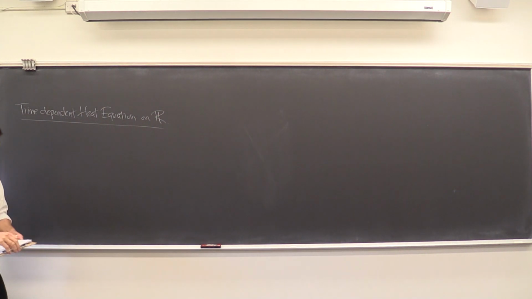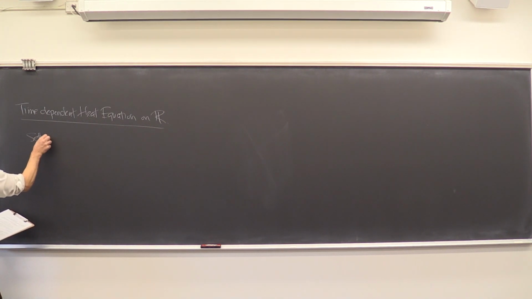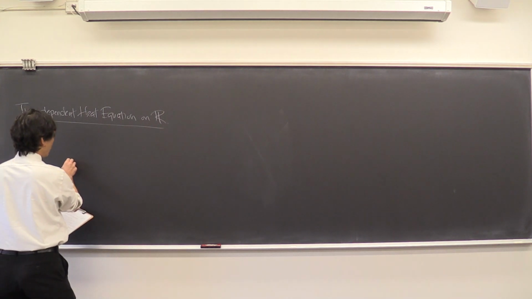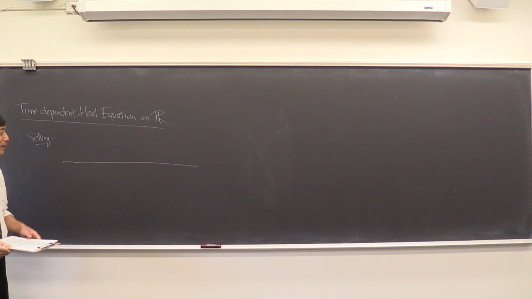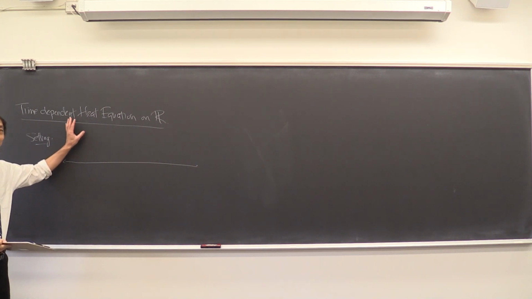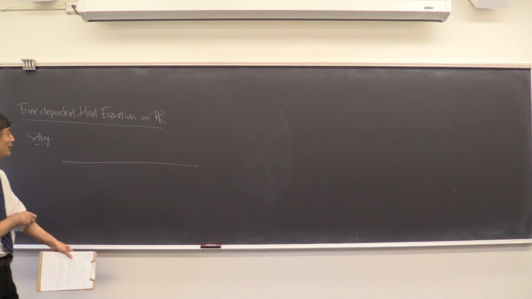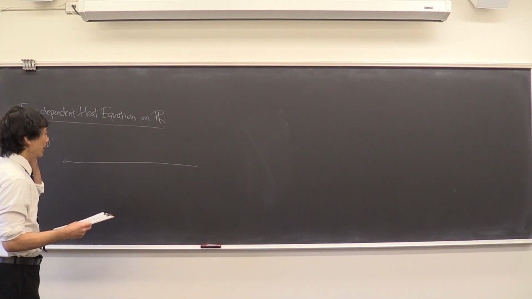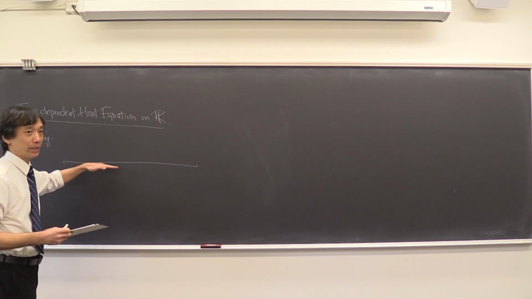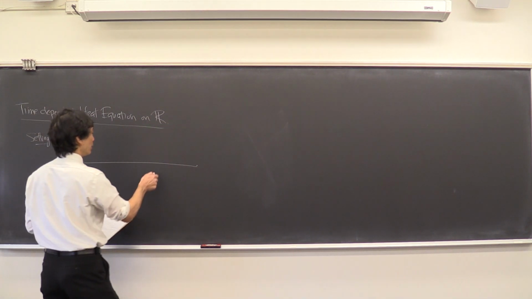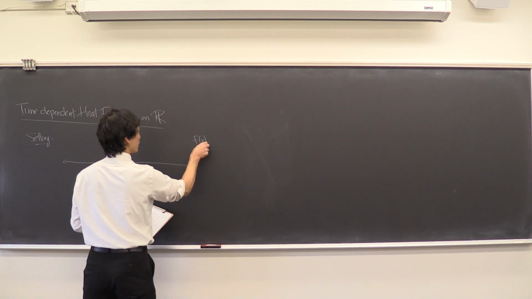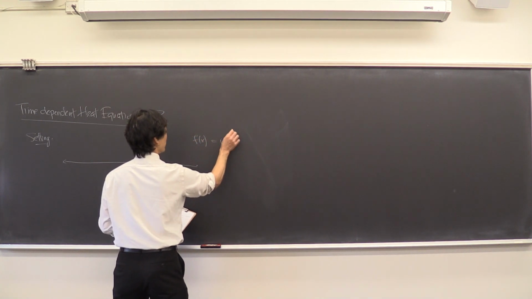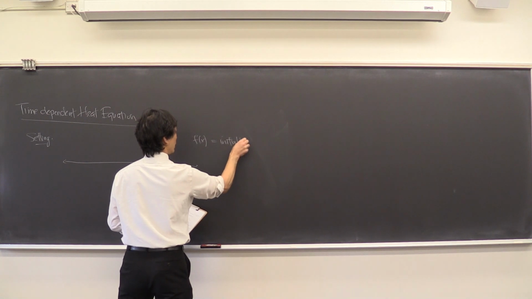Okay, so the setting is like this. You have an infinitely long rod. So we immediately step away from reality. There's an infinitely long rod, and the rod has an initial heat distribution. That heat distribution is described by some function f of x. So this is the initial heat distribution.